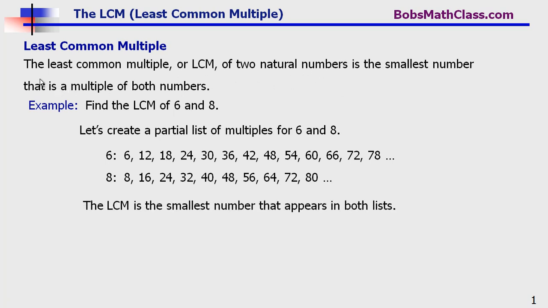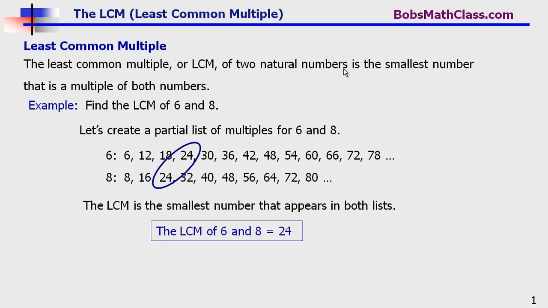Okay, the LCM, lowest common multiple, is the smallest number that appears in both lists. Think about that. Least or lowest. Common, meaning the same number that's common. Multiple. So we want to look at these two lists and find the smallest number that appears in both lists. Can you find the smallest number? Right, 24. That's it right there. That is the lowest common multiple.